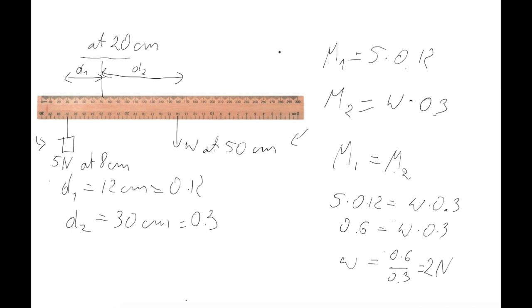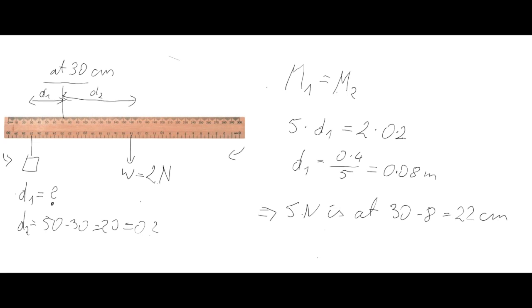Now I know that the ruler is in equilibrium, so both moments are equal, both counterclockwise and clockwise. This is the counterclockwise moment. I called it m1, so that's 5 times 0.12, and this is my clockwise moment, m2, weight times 0.3. Obviously, I rewrote it as m1 equal to m2 because we know that the ruler is in equilibrium. We substitute the two values into our equation. 5 times 0.12 is equal to weight times 0.3. Simplify and find weight out of this equation, and we end up with the weight of the ruler being equal to 2 newtons.